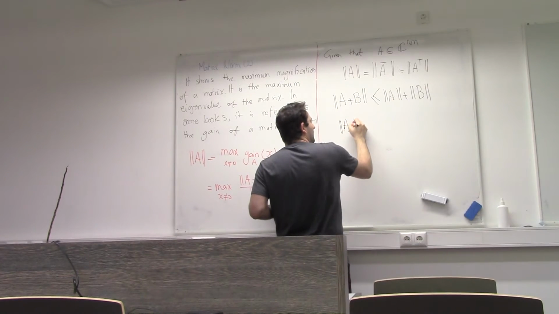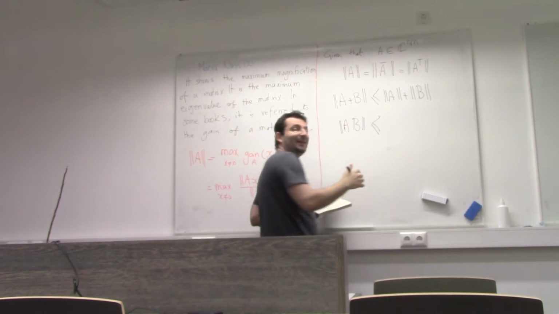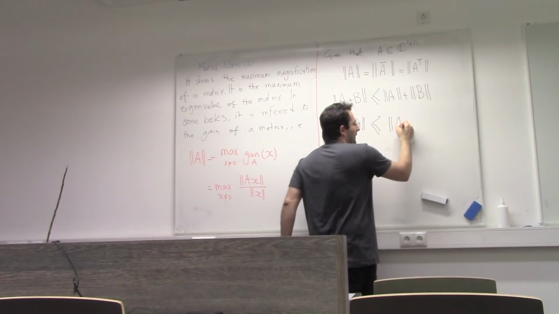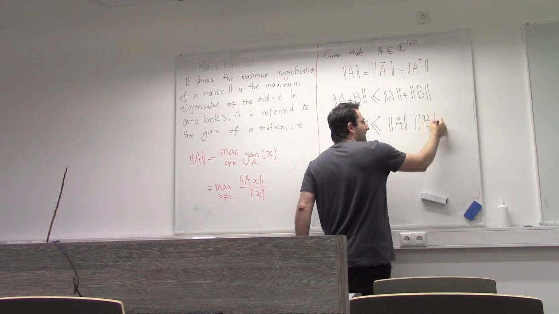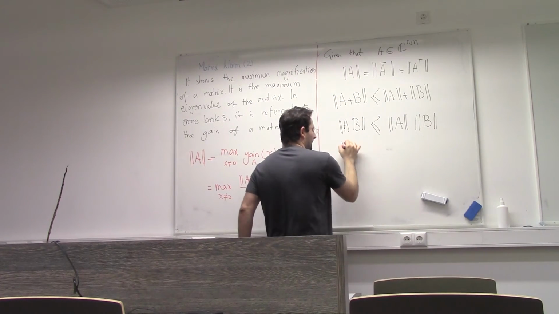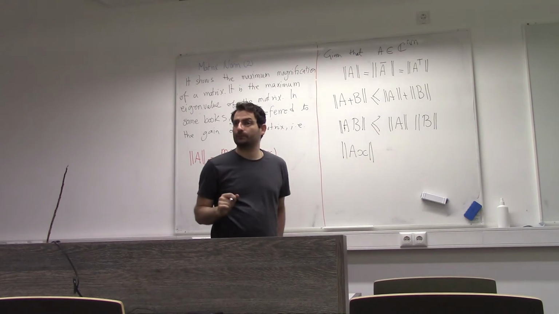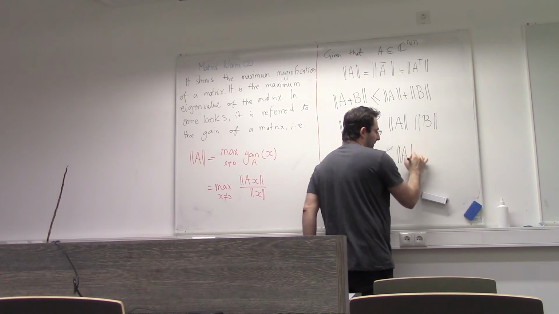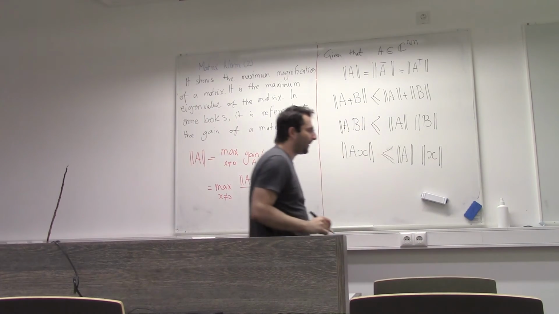Similarly, the norm of A multiplied by B, if the multiplication is valid, is less than or equal to the norm of A multiplied by the norm of B, and the norm of A multiplied by x is less than or equal to the norm of A multiplied by the norm of x.